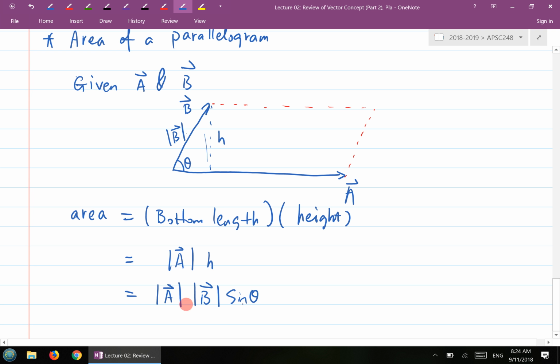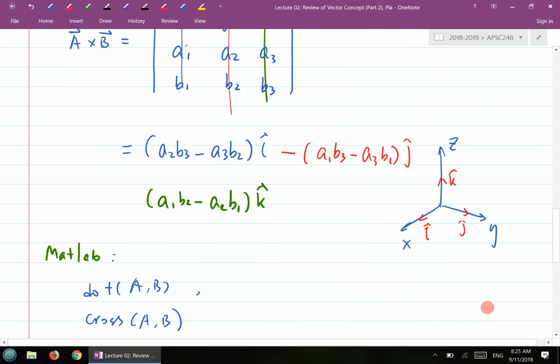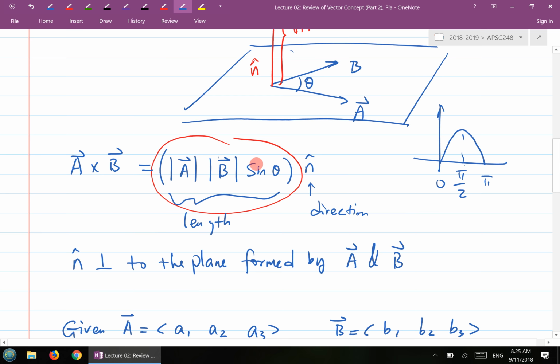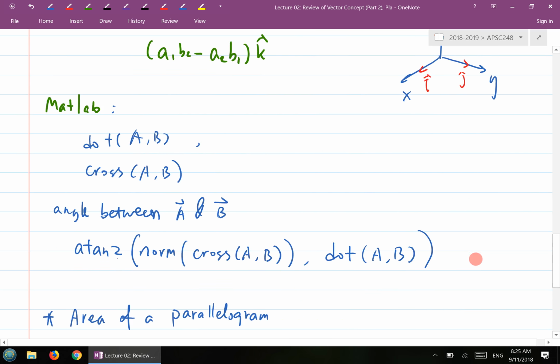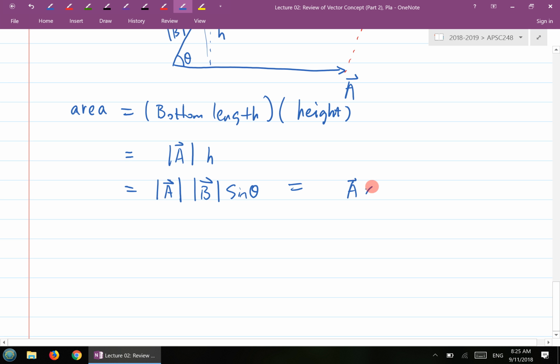Okay, I guess it's probably still not simple enough, so I want to further simplify this a little bit. If you look at what we have just reviewed, what does this remind you of? Cross product. Exactly. But it's not a cross product though, right? It's the length of the cross product. So it's the cross product, but it's the length. So it's the length of A cross B. That's the area of the parallelogram. Good?